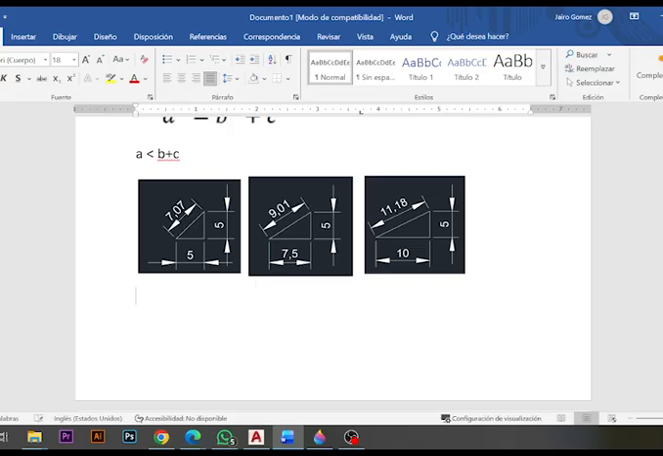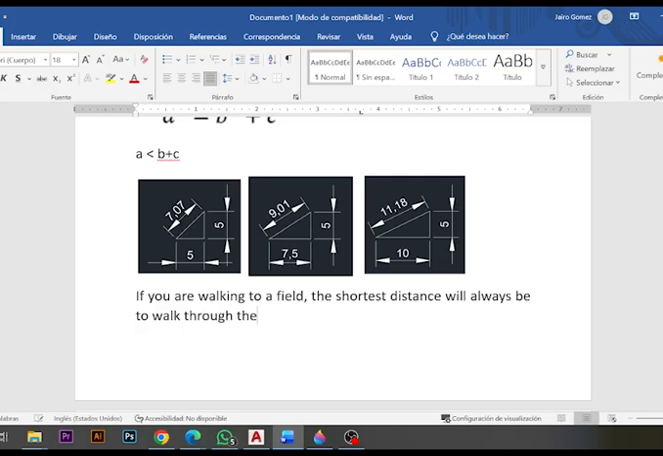So in this case, if you are walking through a field, the shortest distance will always be to walk through the field versus walking around it, due to the example we just discussed.